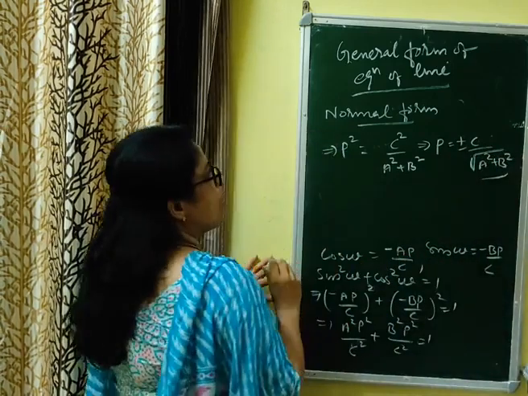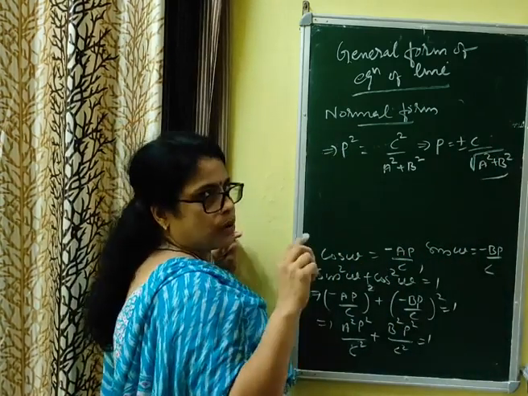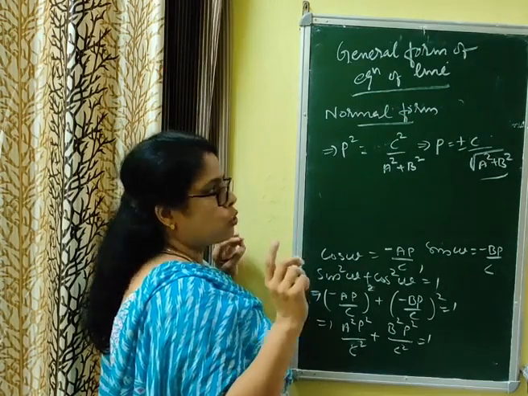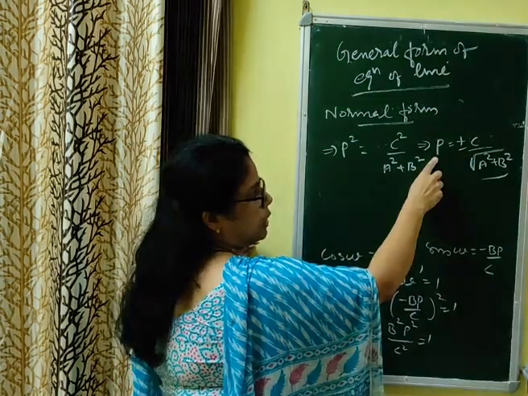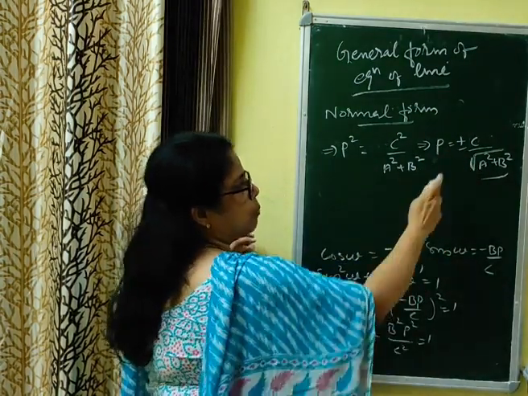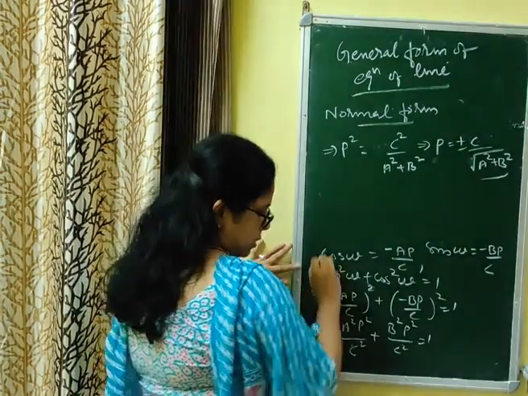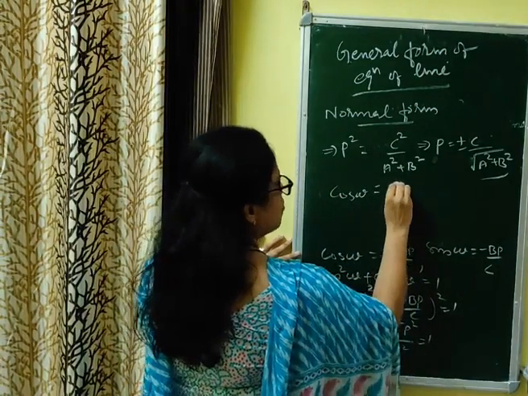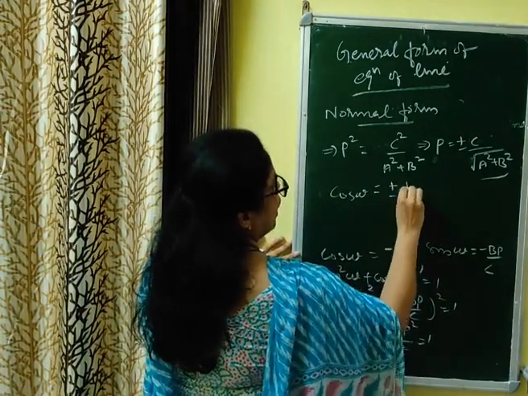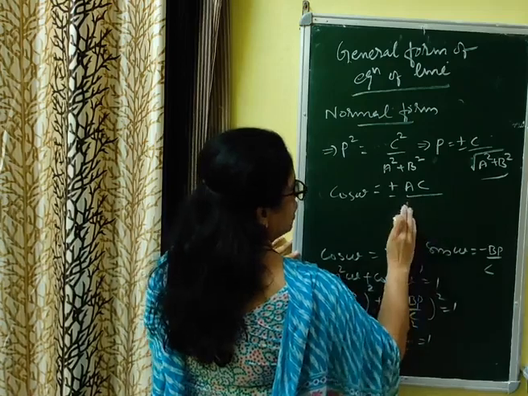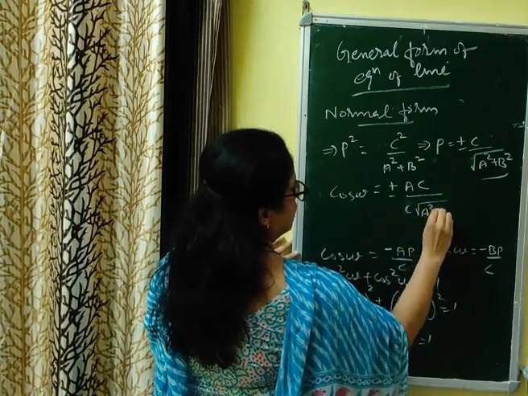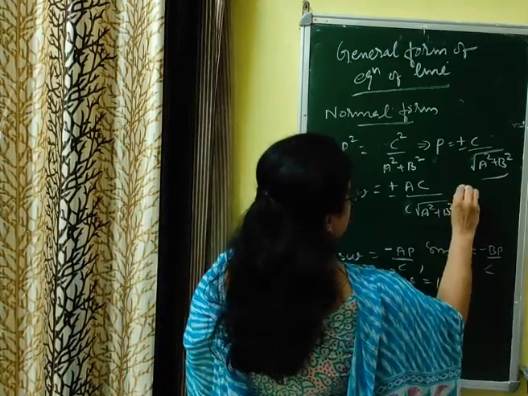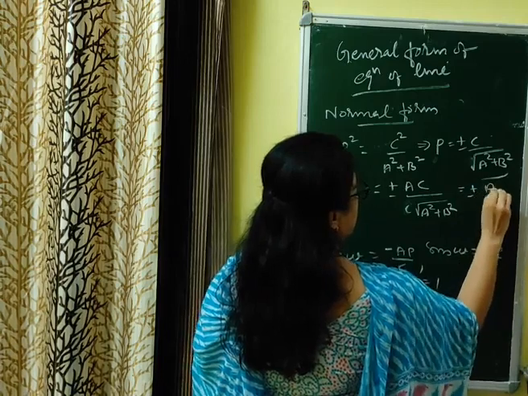That means you can find the value of p. In order to convert the general form of the equation of a line, ax plus by plus c equal to 0, you can use the formula for p, the perpendicular distance, equal to plus or minus c upon root a square plus b square. Now we can find cos omega. Cos omega is minus ap by c, that is plus or minus ac by c into root a square plus b square. We are just putting the values here. That implies c is getting cancelled, plus or minus a upon root a square plus b square.